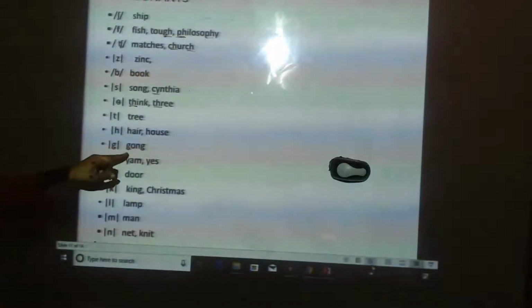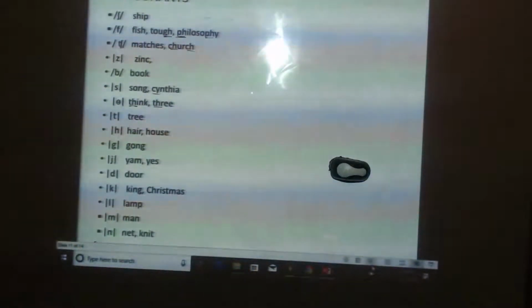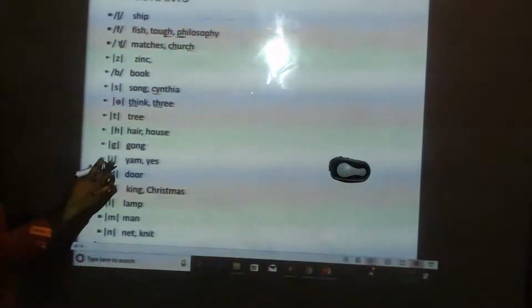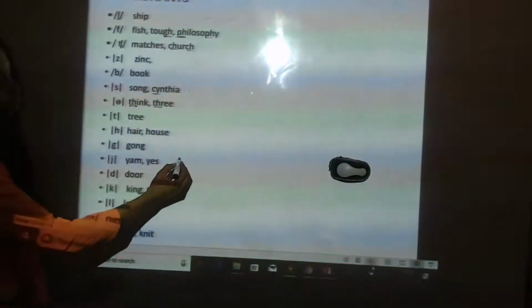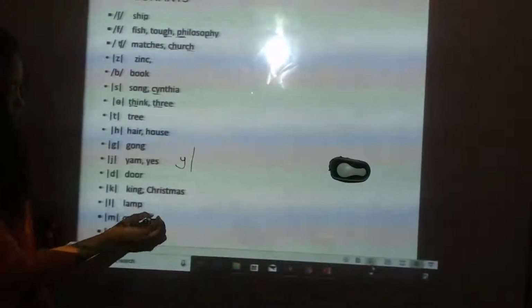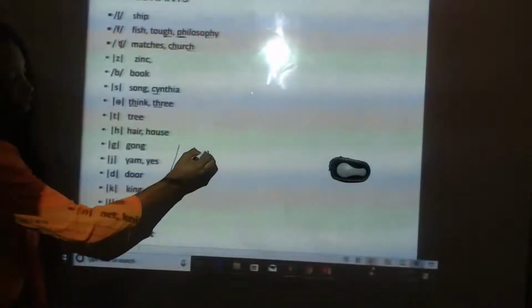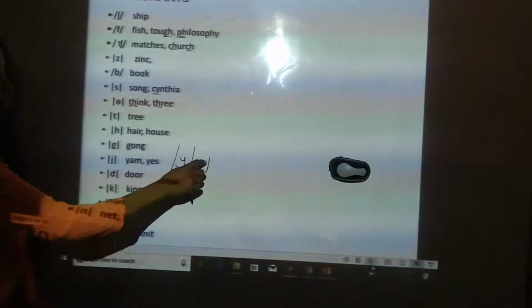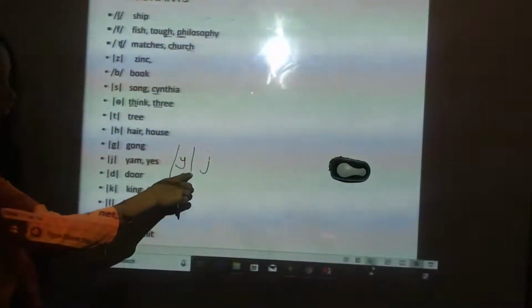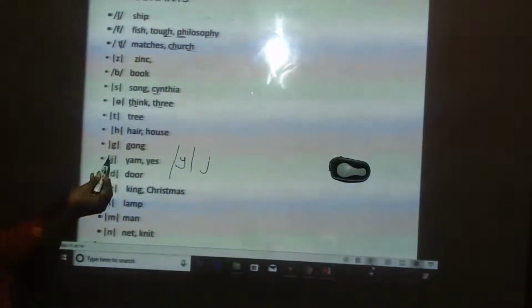Next is the sound g, for example, gong. And the next sound is the yi sound, which happens to be letter Y, but it makes the sound yi. This sound is marked with the letter J in the transcription, but the word does not come with J, rather it comes with the letter Y. For example, yam, yes, yesterday, they all make the sound yi. This is the symbol for it.